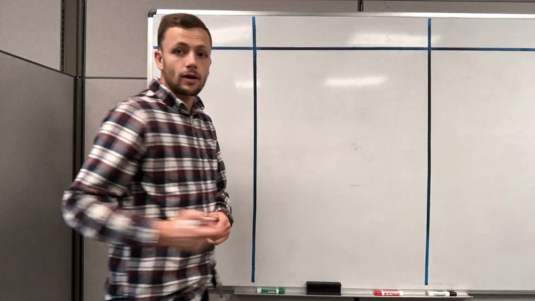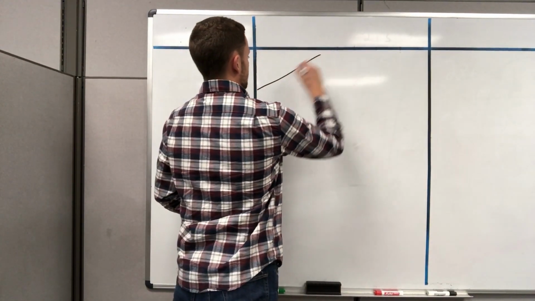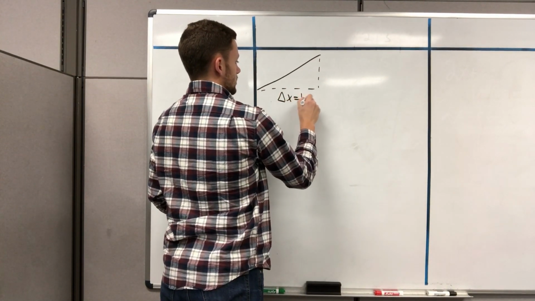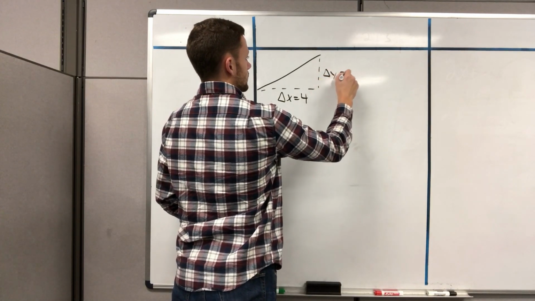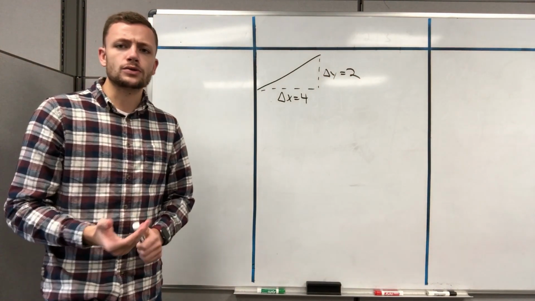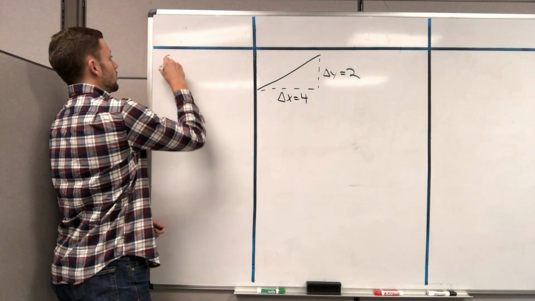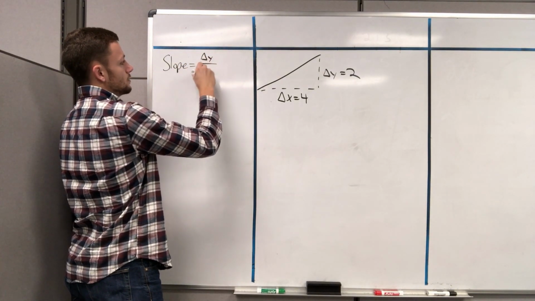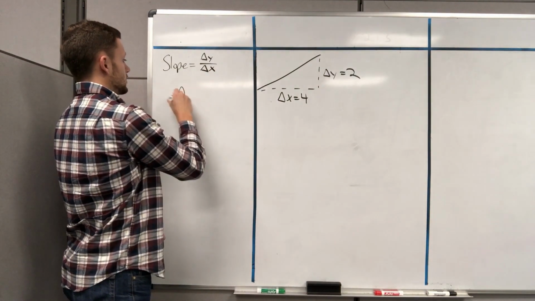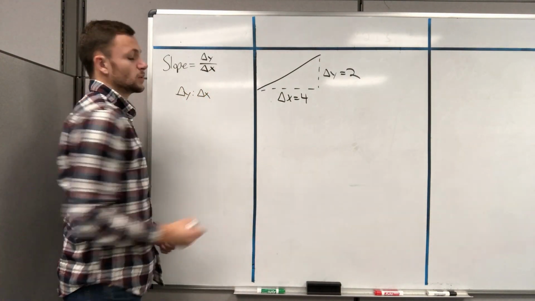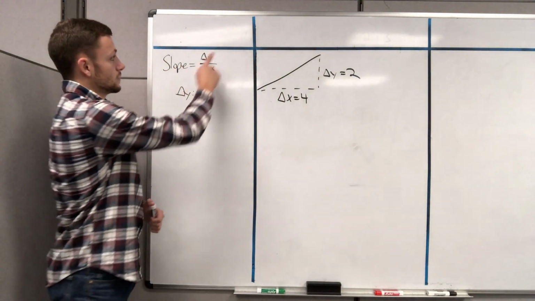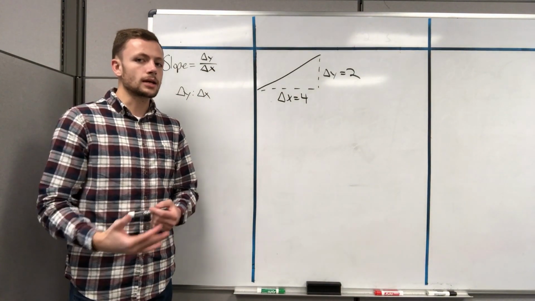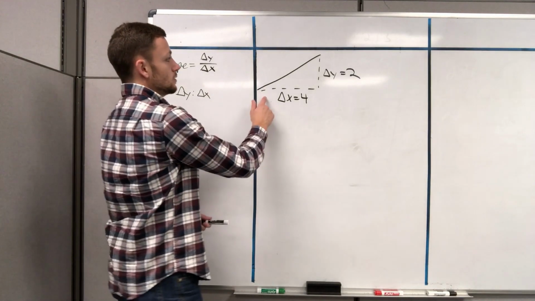When we looked at our graph and we had our line, we determined that delta x was equal to 4 and delta y was equal to 2. From our original notes, we already know that our slope is a ratio of the change in y to the change in x. So again, the change in y to the change in x. When we write that ratio in fractional form, we have delta y over delta x, or our vertical change over our horizontal change.